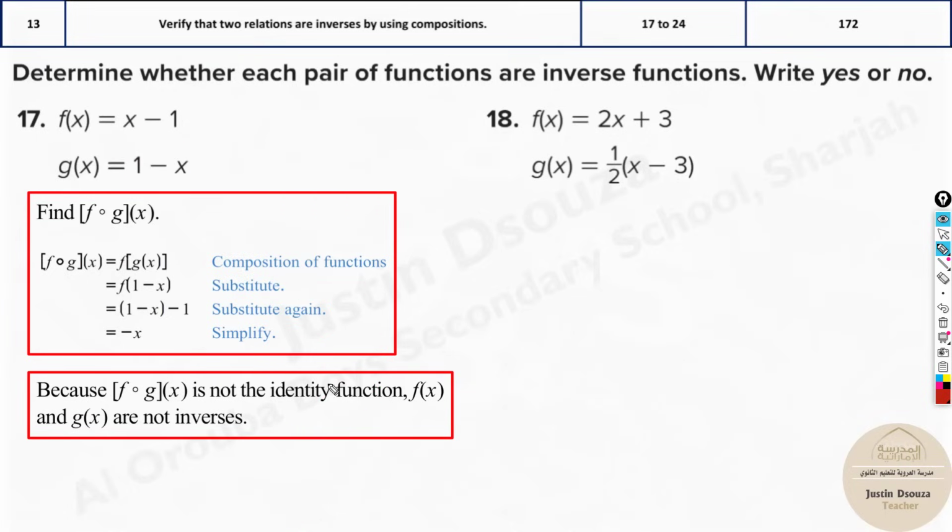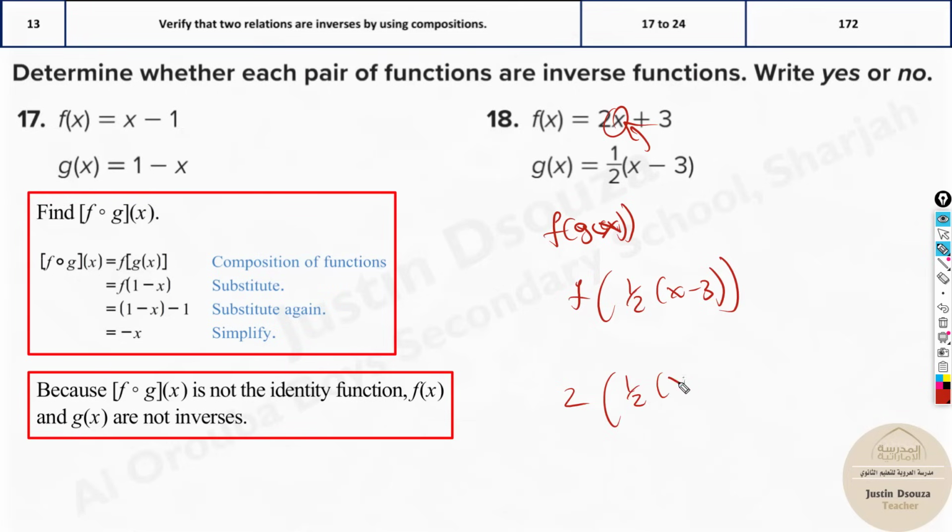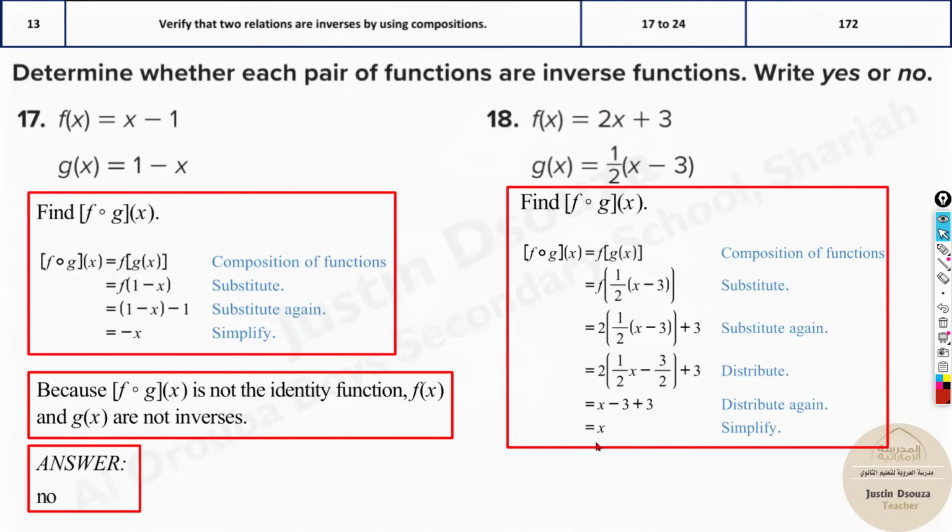The inverse is also called the identity function. Now over here, let's try f of g of x. g of x is half of x minus 3. Let's try solving this. Wherever x is there, put this. It'll be 2 times half into x minus 3, plus 3. Now when you multiply it, this goes off. You will have x minus 3 plus 3. This cancels off, x. Yes, they are inverses of each other.